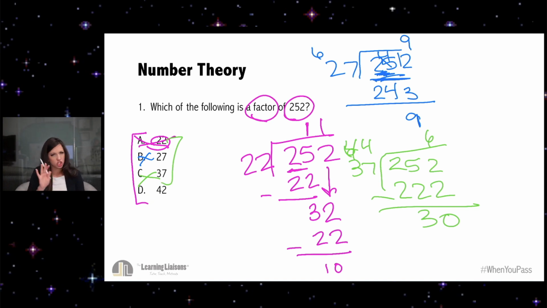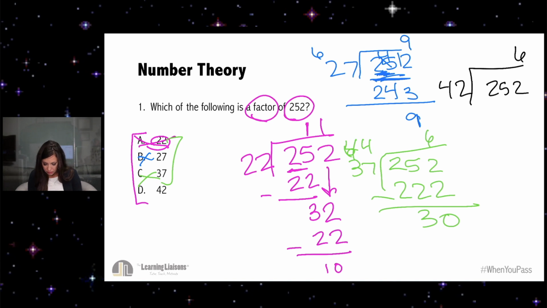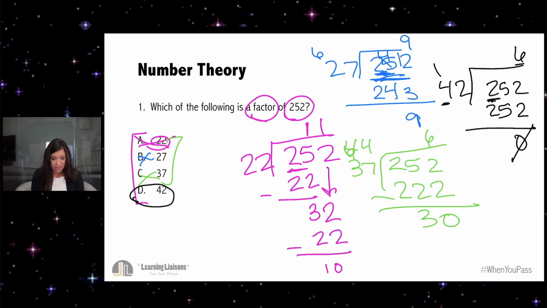But I'm going to check it just to make sure, because I could have made a mistake in the other examples. So 252 divided by 42, I'm going to use the number 6. 6 times 2 is 12. 6 times 4 is 24, plus 1 is 25. I chose the number 6 because I know that 6 times 4 is 24, and that's really close to 25. So 252 minus 252 is 0. So I know that my answer is D. Excellent job. Let's move on to the next question.